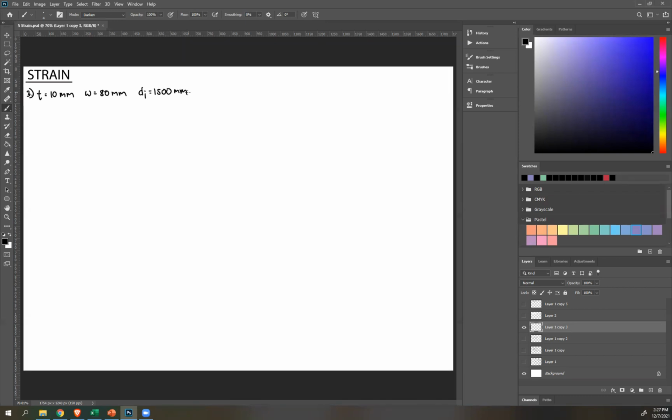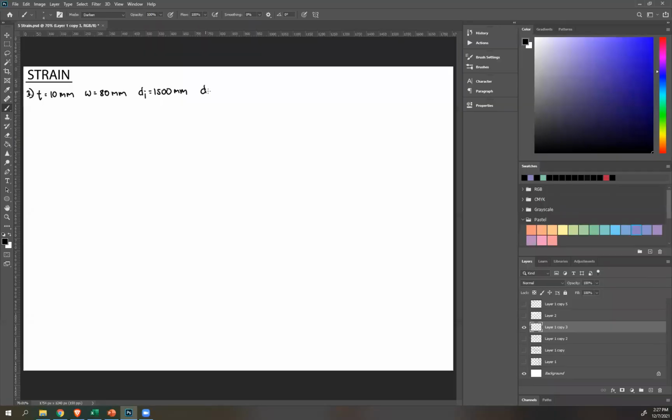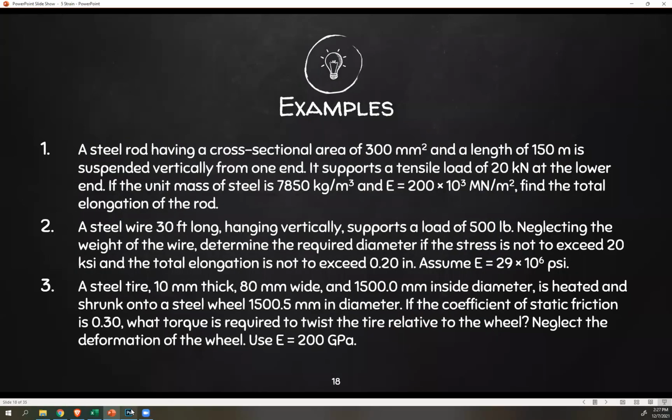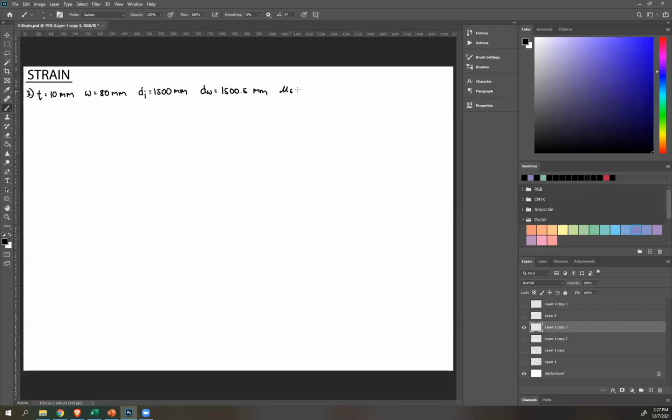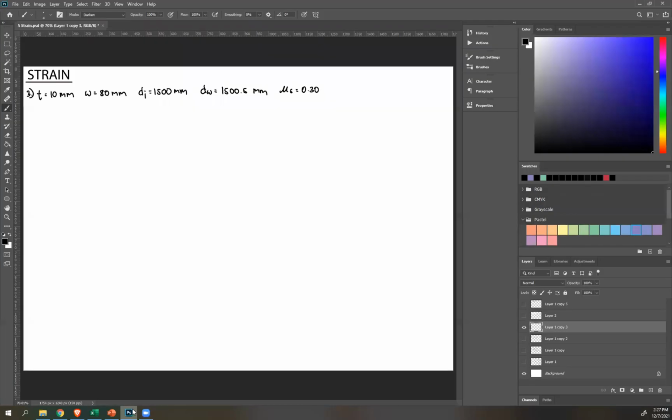1,500 millimeter and is heated and shrunk onto a steel wheel, 1,500.5 millimeters in diameter. So I'll call that DW for wheel, 1,500.5 millimeters. If the coefficient of static friction is 0.30, so that's mu sub S, what torque is required to twist the tire relative to the wheel? Neglect the deformation of the wheel and use E equals 200 GPa.